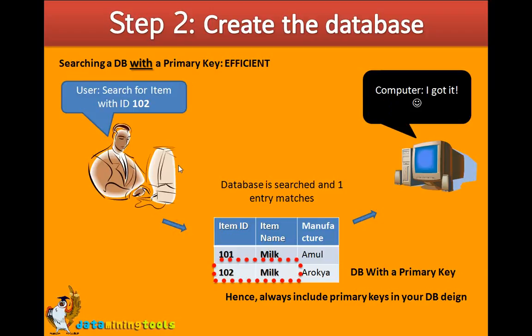Consider the same table design. The only difference is that in this scenario, it contains a primary key, which is item ID. So if the same Mr. John wants to search for an item, he can use this primary key, 1 or 2, in order to search for an item, and an exact match is found by the computer. So this kind of search is more precise. Hence, always include primary keys in your database design.